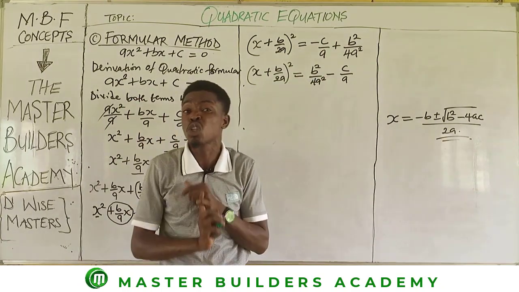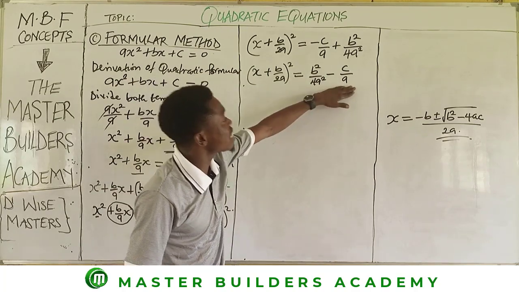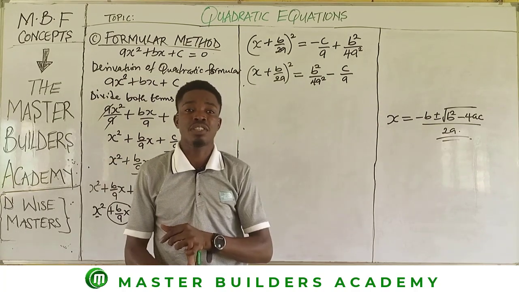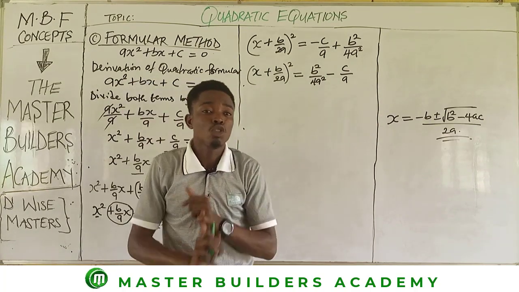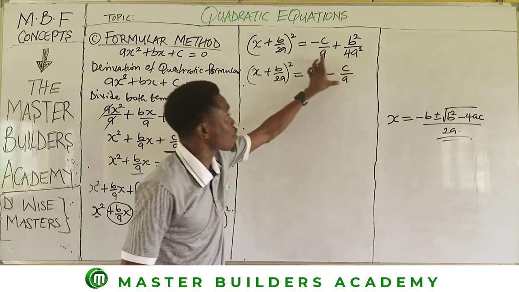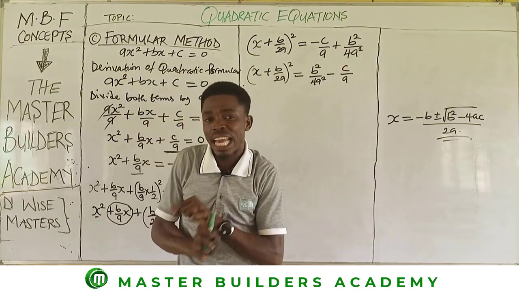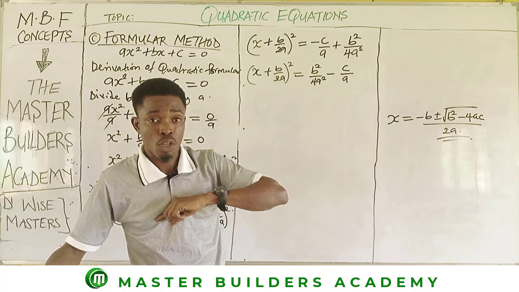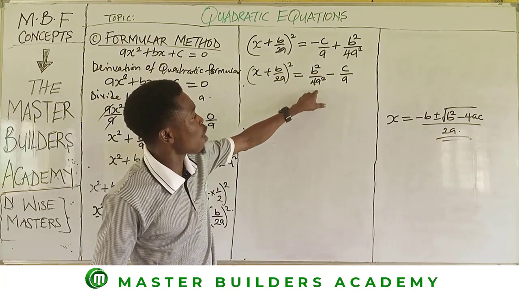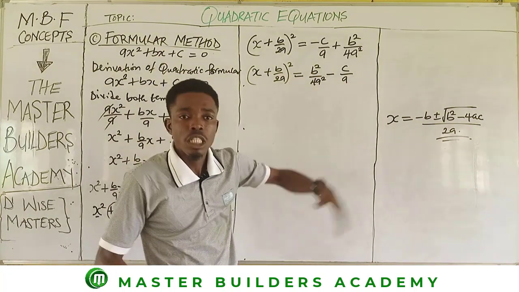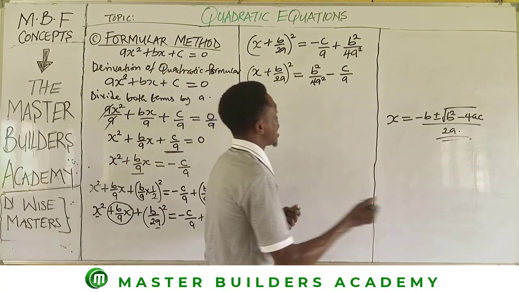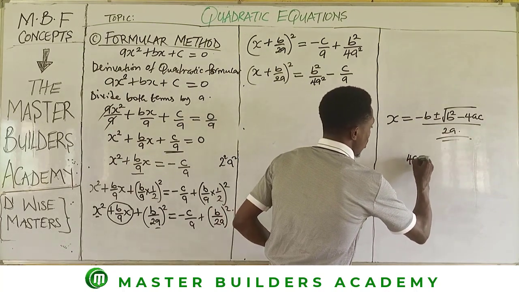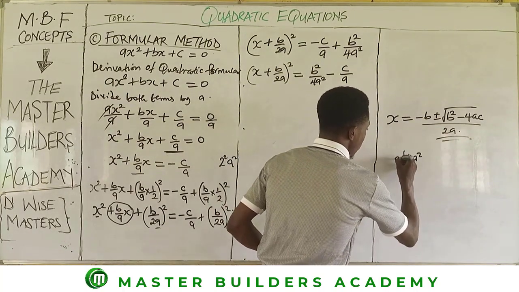Now the next thing we are quickly going to do, guys, is we know that this right hand side now we have fractions there. And anytime you are subtracting a particular fraction from another fraction, you find the LCM of their denominators, right? Now the LCM of 4a squared and a is 4a squared. Now we can quickly look at that here. This is 4a squared. This is a.